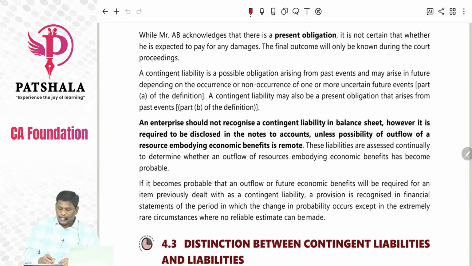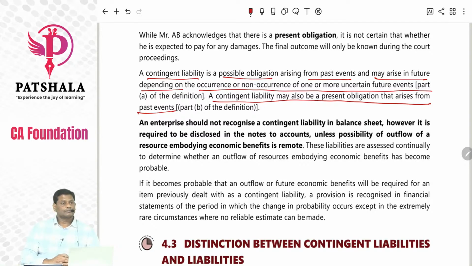See, a contingent liability is a possible obligation which may in future, depending on occurrence or non-occurrence of one or more future events. A contingent liability may also be a present obligation which arises from past events. Okay, so it is a possible obligation or it can be a present obligation. Remember these two words, and both happen because of the past. Clear? So this is the definition of contingent liability.